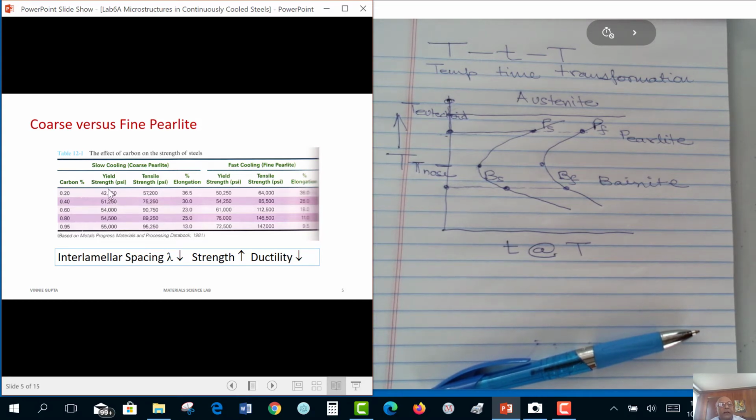So you can see here, for any given percent carbon, yield strength of coarse perlite is smaller than that of fine perlite. Tensile strength, smaller than that of fine perlite. But elongation is larger. So when interlamellar spacing is decreased, we go from coarse to fine perlite, strength increases and ductility decreases. So this is a principle we have learned many times in previous labs.